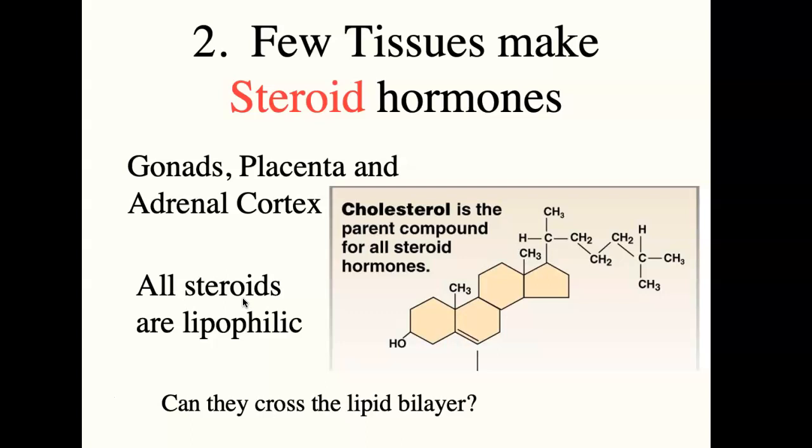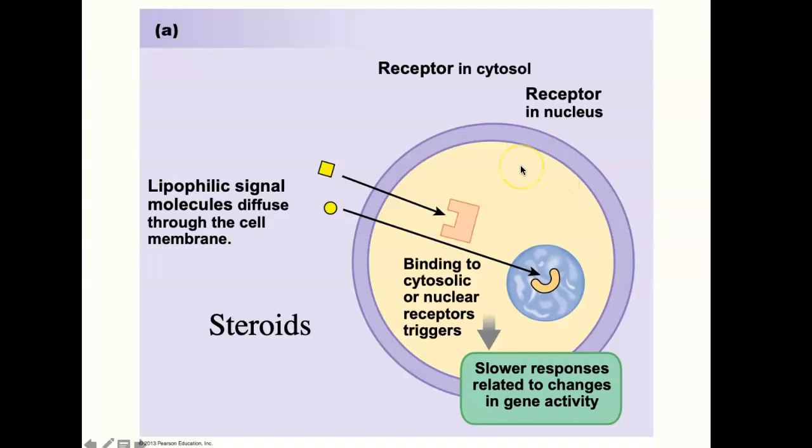Now, all steroids are lipophilic. This is an example here: cholesterol is the parent compound for all steroid hormones. They're all going to look like they have these 3 rings and then this 4th ring that's penta, only 5. The important thing about them being lipophilic is that they can cross the membrane. That's going to be a big distinguishing item from the peptides. It's going to tell them apart.